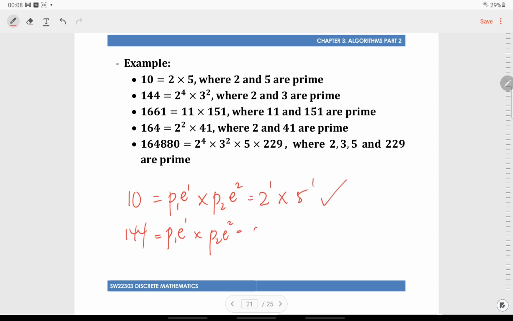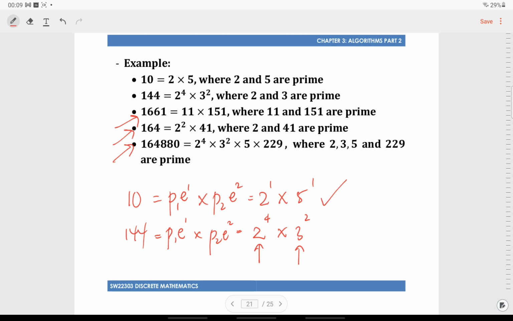So for another example, the first prime is 2 and the exponent is 4, multiplied by the second prime, which is 3, and the exponent is 2. Okay? So 2 and 3 are also prime numbers. All these numbers, 1661, 164 and this number, have their own prime factors.